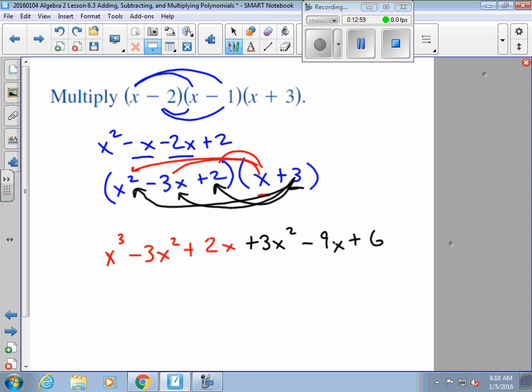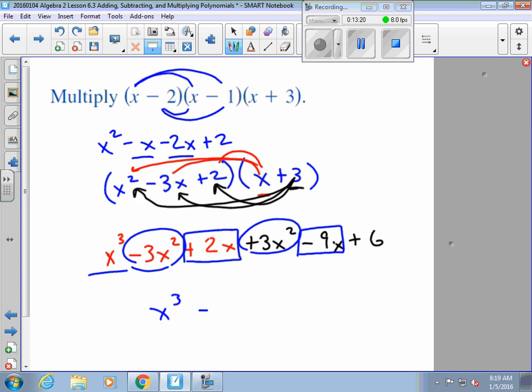Again, there's only one x to the third power. It's here, x to the third. There's 2x squareds, this one and this one. So negative 3 plus 3, they actually wind up canceling each other out. There's 0 x squareds. This one here, x to the first power, is 2x minus 9x. That's negative 7x. Notice we don't have an x squared because it was 0. They canceled out. And then there's one constant term plus 6.